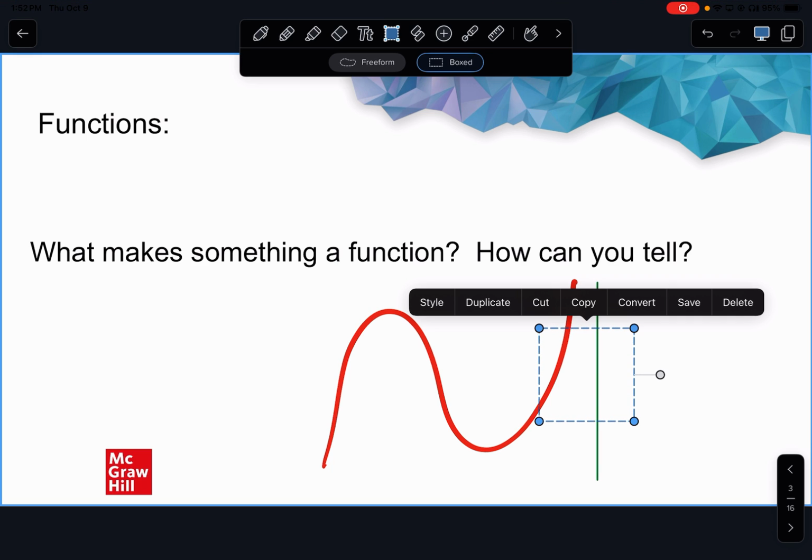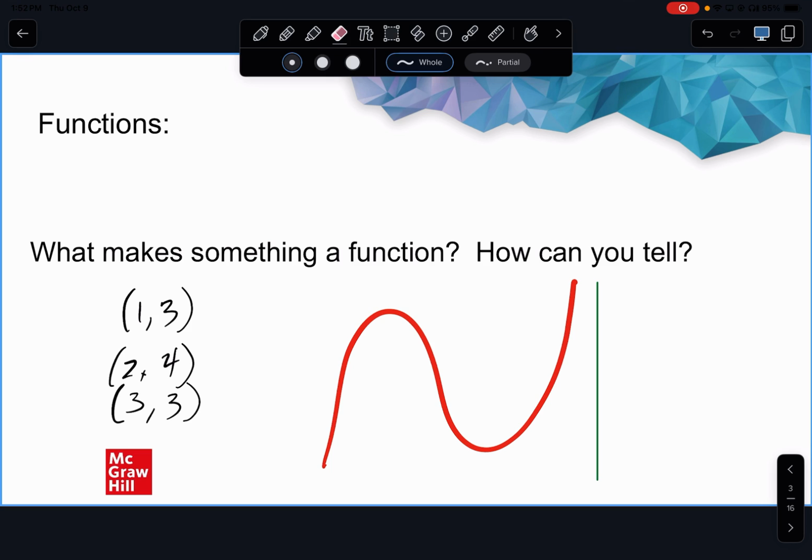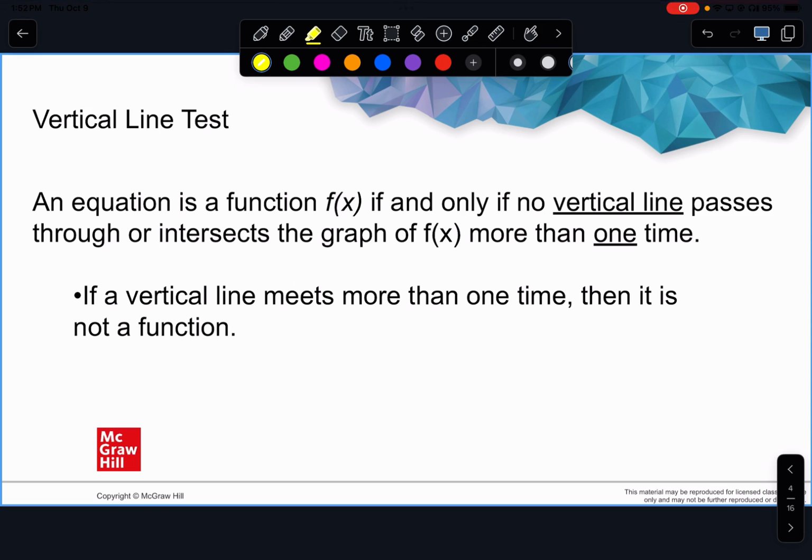The other way that we can look is at the ordered pairs. So if I have (1, 3), (2, 4), (3, 3), that would be a function because the x's do not repeat. We look at the x's. The y's can repeat, the x's cannot. So that's the other way that we can see. We can look to see if any of the x's repeat. So there's the vertical line test we just talked about, but remember, that's something that we can use to see.